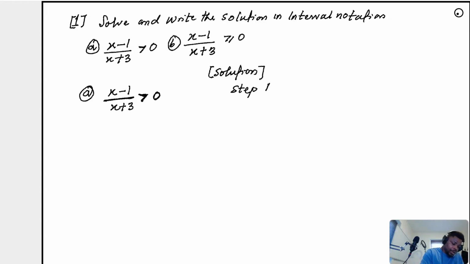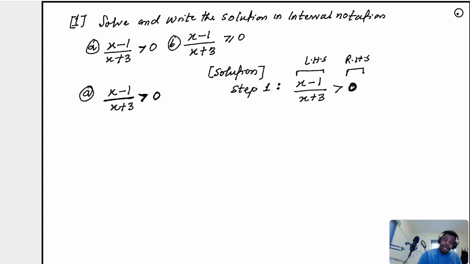So, step 1. Always make sure that what is on the right hand side is 0. And here, the question itself is already telling us that what is on the right hand side is 0. This is the left hand side, and this is the right hand side. So on my right hand side, I have 0. That is the only thing I have there, which is correct.